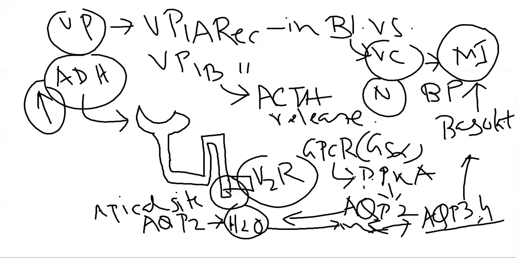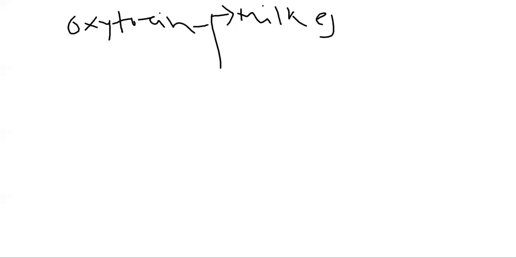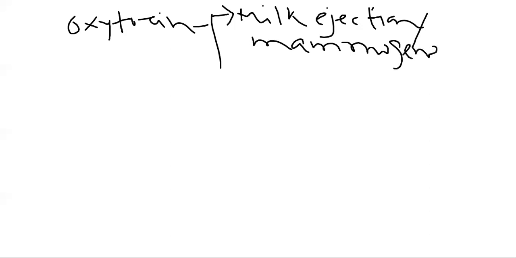it also helps in the regulation of the blood pressure. On the other hand, if there is production of oxytocin, what is the function of this oxytocin? It actually helps in the milk ejection process, milk ejection during the lactation period, or it helps in mammogenesis. Growth in the mammary gland can also be helped by this oxytocin. So mammogenesis will be done by this oxytocin.